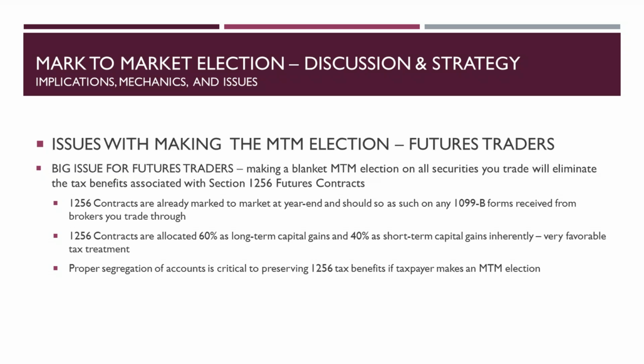Now, if you are experiencing significant losses, then you just have to weigh the benefits versus the risks. Because if you have these significant losses, even in a 1256 account, you're going to want to potentially make the election in order to take advantage of the losses associated with that account. But if the tides turn and you start generating significant profits, the tax benefits associated with the 1256 contracts from a capital gains standpoint are going to be gone. That's why I've noted here proper segregation is really crucial.